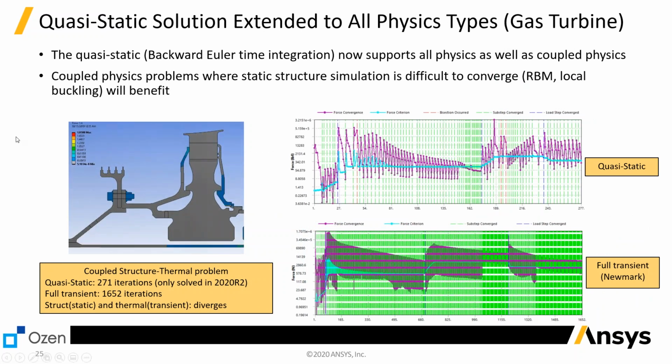Another feature added is the quasi-static solution. It's now extended to all physics types inside ANSYS. We can see here a problem that was solved with full transient analysis, and it's solved using the new quasi-static solution. And we can see how it's improved in the number of iterations, and the convergence is also much easier using this quasi-static. We can see it's using the backward Euler time integration, and it can be good for a lot of types of problems that can benefit from the quasi-static approach.